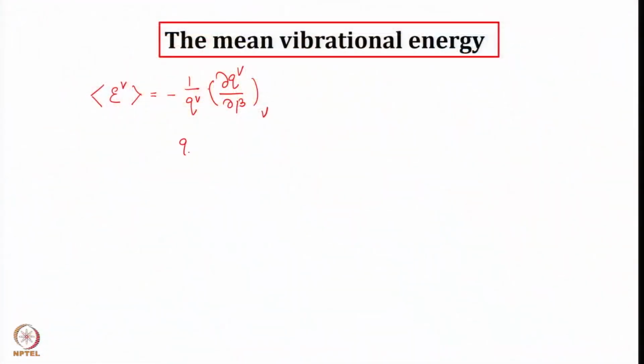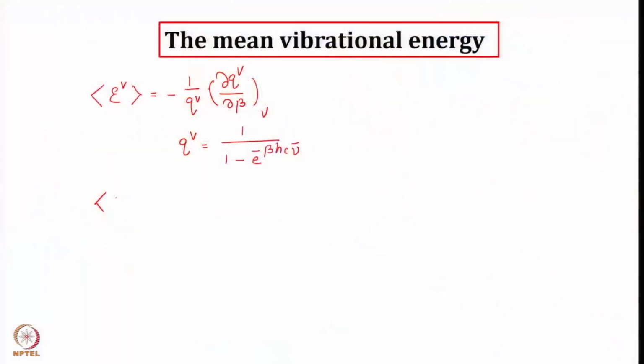Let us proceed towards the derivation. Vibrational partition function is given by 1 divided by 1 minus exponential minus beta hc nu bar. This is a general result with no approximation. The only approximation that is used over here is we have considered it as a harmonic oscillator. So therefore, now the mean vibrational energy will be equal to minus 1 by QV.